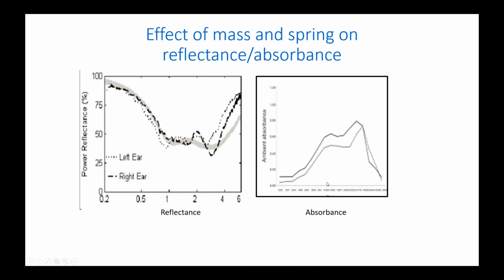So if you look at this one here, a lot of energy is reflected in the low frequencies and the high frequencies, and less energy is reflected in the mid frequencies. But if you plot that as absorbance, you can see that less energy is absorbed in the very low frequencies and the high frequencies, and a lot of energy is absorbed in the mid frequencies. So if you look at the previous literature, they're presented in terms of reflectance, and the later ones are presented in terms of absorbance, but they explain the same concept.